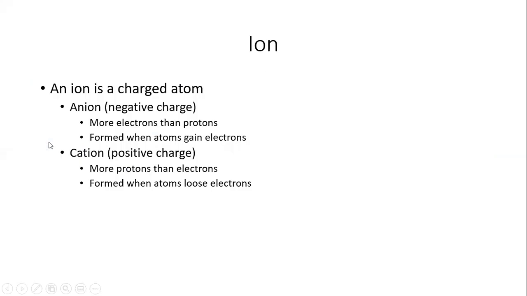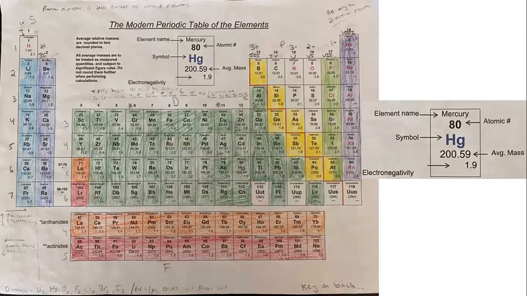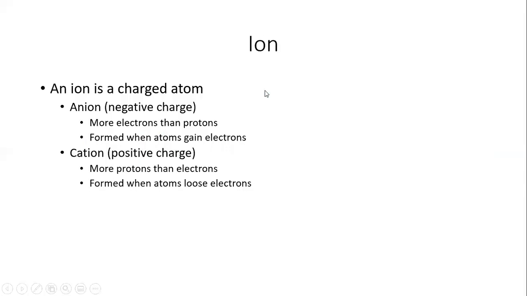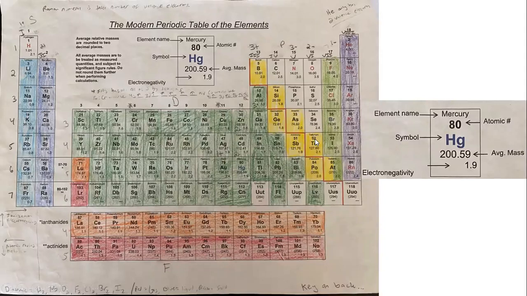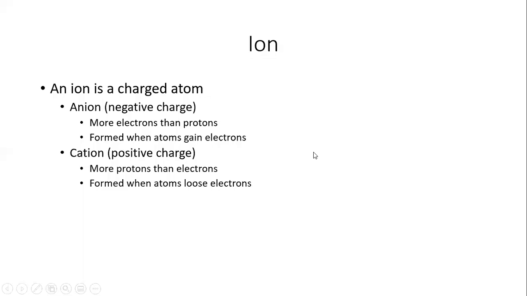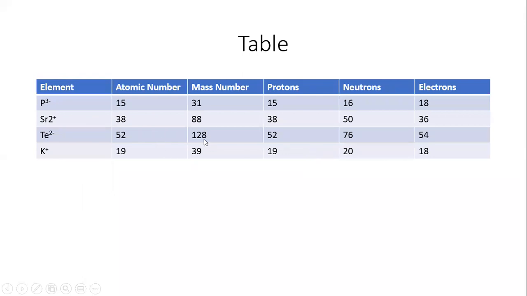So now the next example was Te 2 minus. So that's right here, number 52, with an atomic mass of 127.60. So 52 and then 127.60 is about 128. So now you would do atomic number equals protons, mass number minus protons. So 128 minus 52 is 76. Now this is a 2 minus charge. So you would add 2 to the number of protons and you would get 54 electrons.